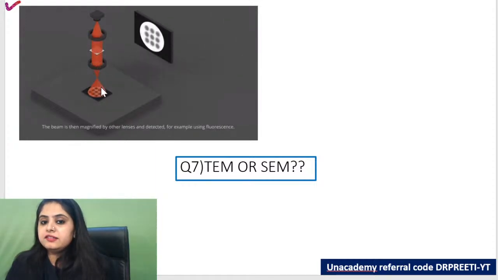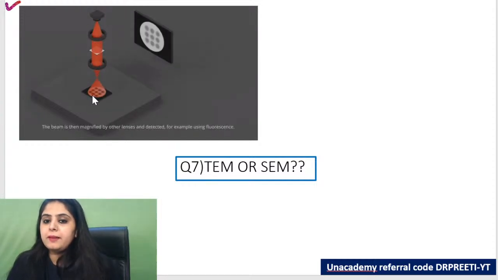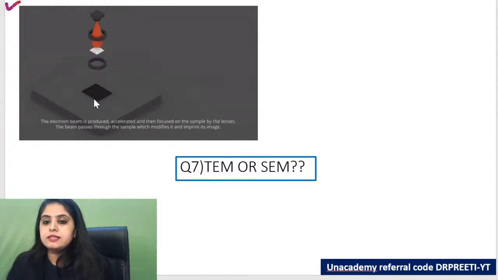And is it getting scattered from here? No. It's getting transmitted. Can you see the electron beam is getting produced and it is going on the sample? What do you want to call it? TEM or SEM? You'll say, ma'am, electrons are just getting transmitted.